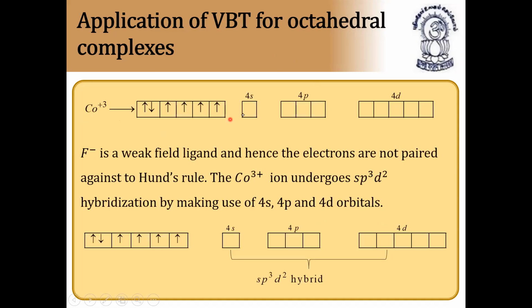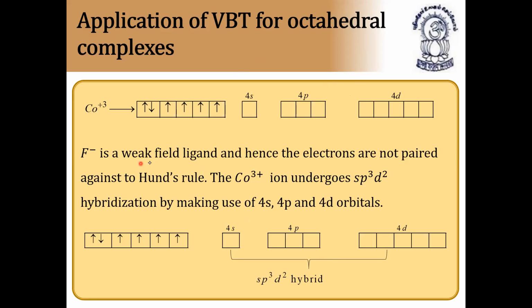Again, the same thing here: 4s is empty, 4p is empty, and 4d is also empty. Since fluorine is a weak field ligand, we should understand weak field ligand bonding is different, and strong field ligand bonding is different. Hence, the electrons are not paired against Hund's rule. So thus the cobalt 3+ ion undergoes sp3d2 hybridization, by making use of 4s, 4p, and 4d orbitals. These 4s, 4p, and 4d orbitals will undergo hybridization and form sp3d2. Please note down here, very, very important.